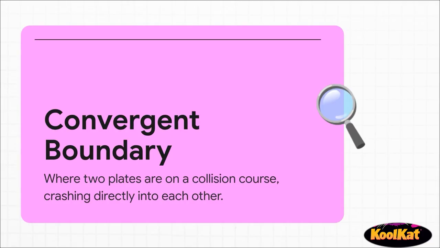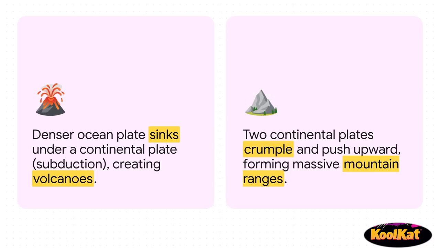All right, next up is pretty much the exact opposite: convergent boundaries. If divergent means divide, you can probably guess that convergent means collide. This is where two plates are on a collision course, smashing right into each other. Now, here's the interesting part. What happens when they collide depends on what kind of plates are crashing. If you have a really dense, heavy ocean plate hitting a lighter continental plate, the ocean plate gets forced to sink down underneath. That process is called subduction, and all that heat and pressure creates volcanoes.